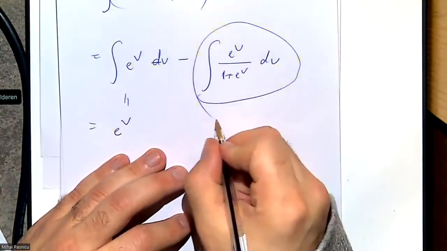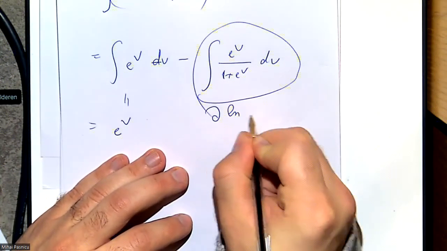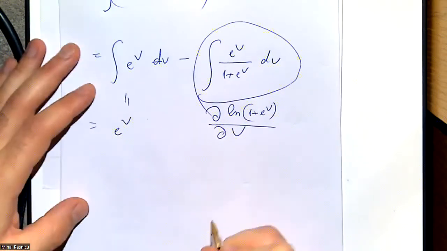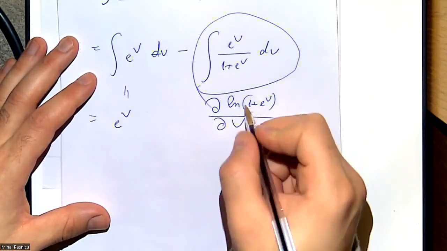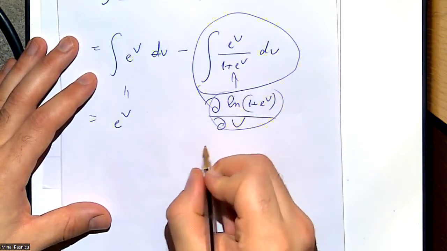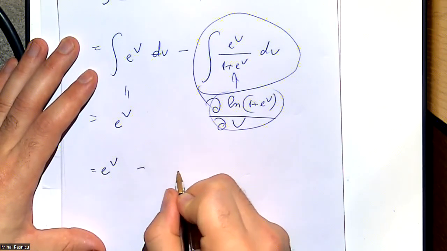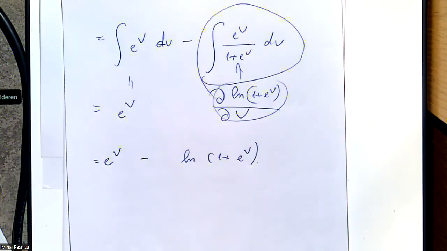Isn't this just the derivative of log of 1 plus e^V, derivative with respect to V? So this thing is that. So my integral is just e^V minus log of 1 plus e^V. Okay?